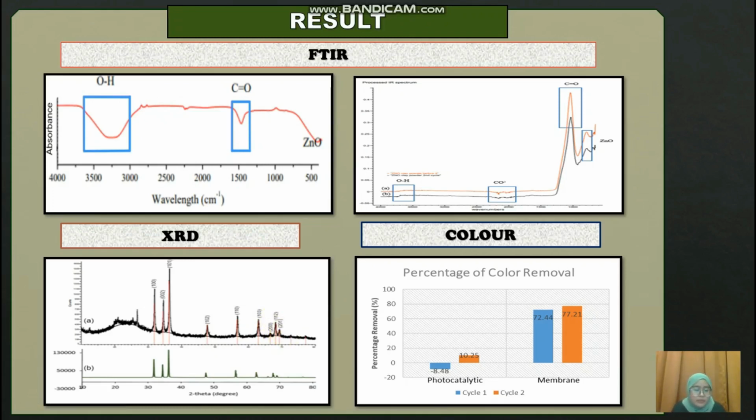And from the graph, no other peaks associated with impurities were detected, which confirms the high purity of the wurtzite phase. And the use of kaolin in the synthesis of zinc oxide nanoparticles did not affect the crystallinity and the impurities of the photocatalyst.